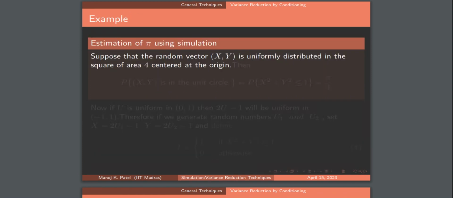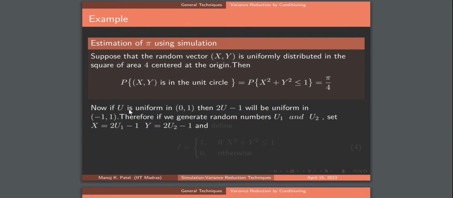Now an example. In this example, we'll use simulation to estimate pi. Suppose that the random vector (X, Y) is uniformly distributed in a square of area 4, centered at the origin. Then the probability that (X, Y) will fall inside the unit circle is pi by 4, because the unit circle has radius 1, so pi r squared, the area of the circle, upon the area of the square, gives pi by 4.